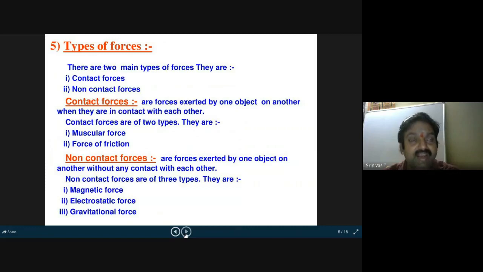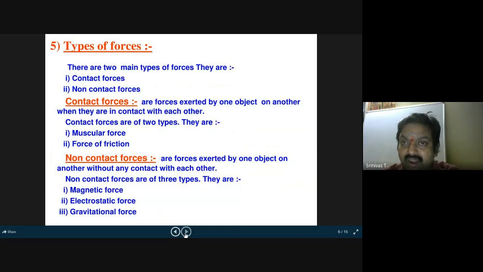So what are the other forces which are called non-contact forces? Forces exerted by an object and another without any physical contact are said to be non-contact forces. We have magnetic force and electrostatic force. We have magnetism, which we might have studied or will be studying in the next higher classes. Whenever a magnet is brought near to an iron piece or iron pins, it will attract without any physical contact. That is what is called magnetic force.